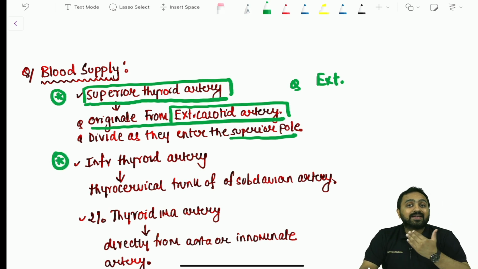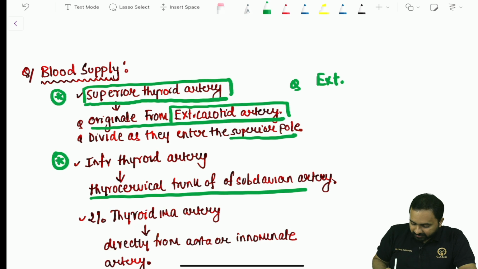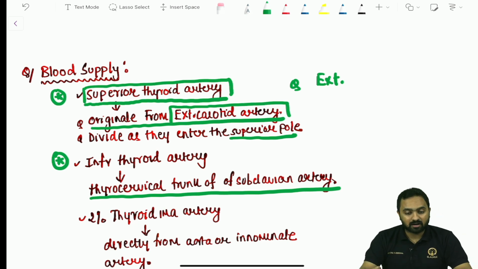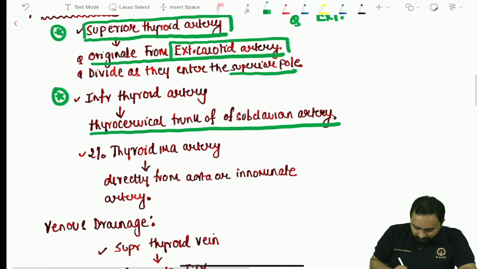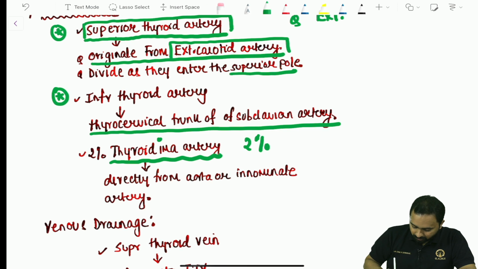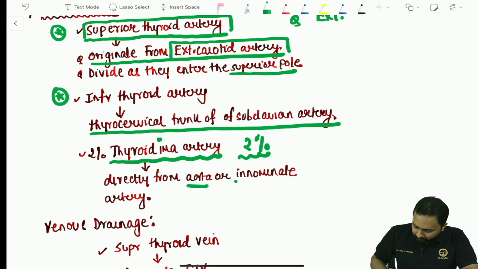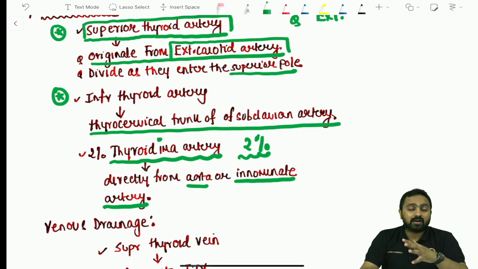Now the next artery is your inferior thyroid artery. The question that has been asked is, the inferior thyroid artery is a branch of, yes, it is a branch of the thyrocervical trunk of the subclavian artery. Now, the next question that is asked is regarding the thyroidea ima artery. This is usually present in around 2% of patients. And from where does it arise? It arises directly from the aorta or from the innominate artery. Right. So this is regarding the blood supply of the thyroid gland.